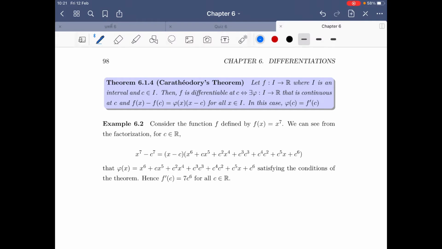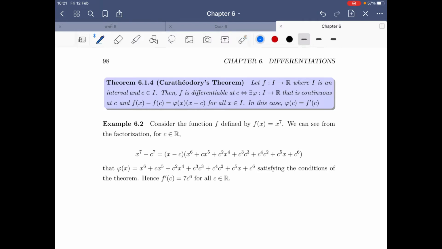Okay, however, before we go into the chain rule, we need this important tool first, which is the so-called Carathéodory theorem. If we let f again be a function from the interval I to R, and c is inside that interval, then f is differentiable at this particular point c if and only if you can find a function phi from the same interval I to R that is continuous, only continuous at the point c, and f(x) minus f(c) equals phi(x) times (x minus c).